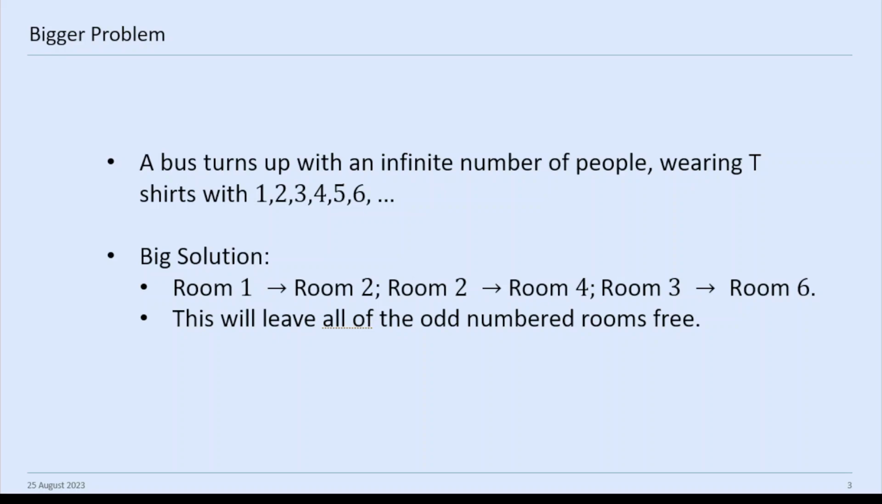Okay, here's a bigger problem. A bus turns up with an infinite number of people, and they've got t-shirts on that go 1, 2, 3, 4, 5, 6, etc. Where do we put them? Okay, big problem, big solution. The person in room 1 goes to room 2, the person in room 2 goes to room 4, room 3 goes to room 6, the person in room n goes to room 2n. So everybody's in an even numbered room, so we've got the odd numbered rooms free, 1, 3, 5, 7, 9, 11. And all this lot, the new lot, they go in those odd numbered rooms. And it fits perfectly, so we can accommodate an infinite number of new guests.